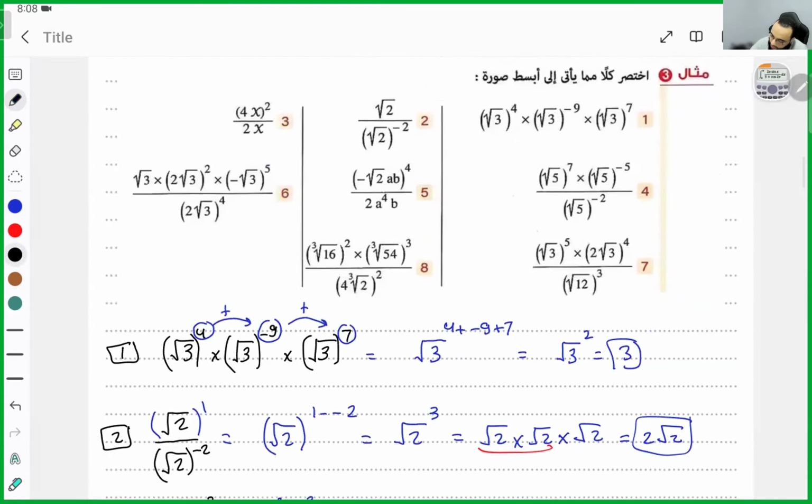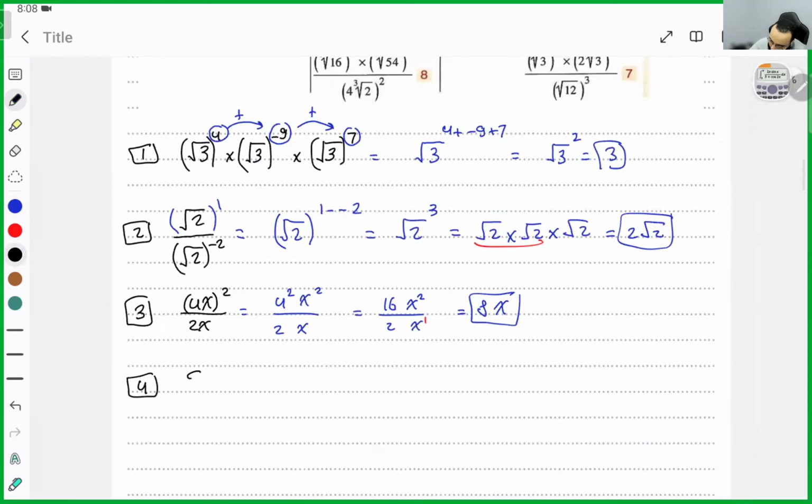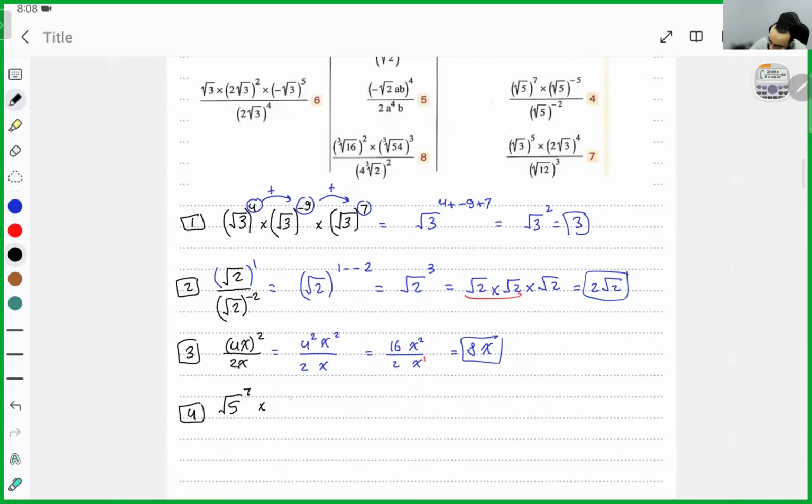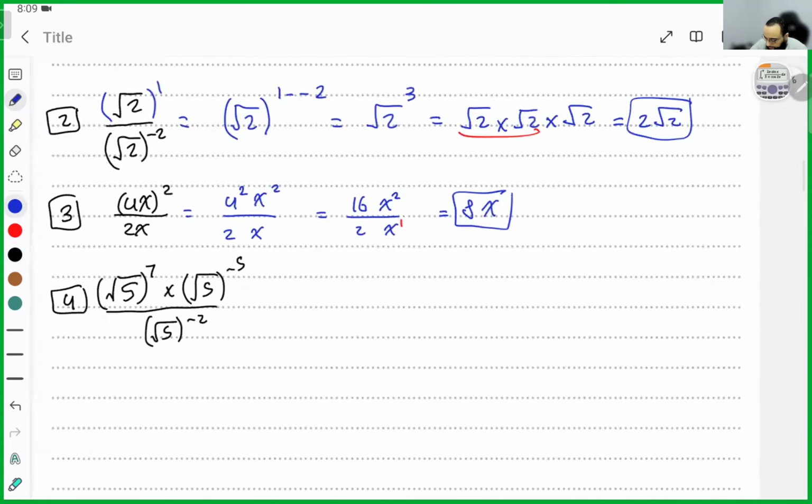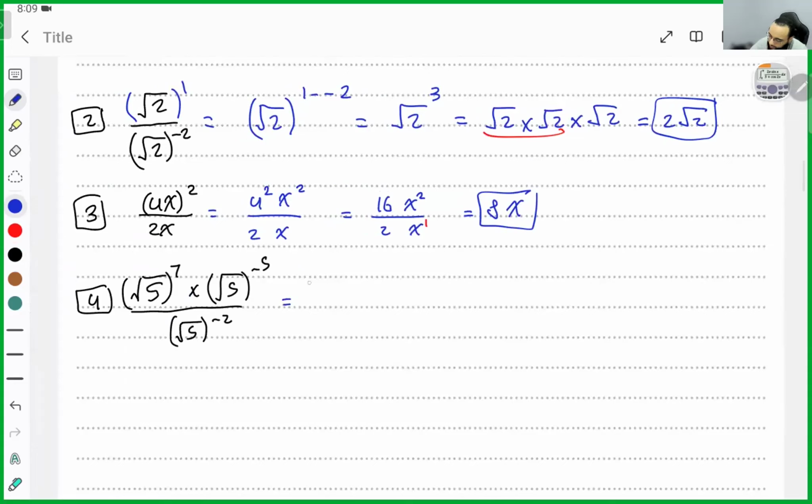Faris, it's root 5 power of 7 times root 5 power of negative 5 over root 5 power of negative 2. Correct? Yes. What's the first step? You want to get this down, and you want to get this up, it's correct.